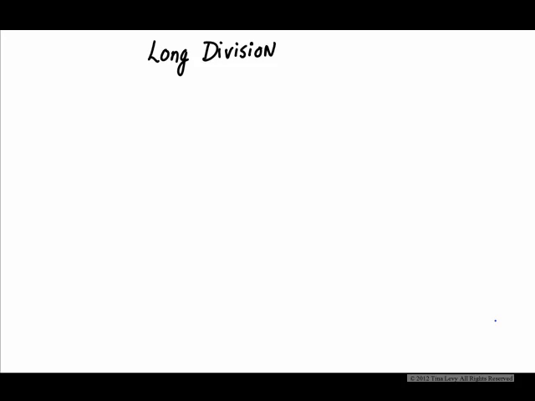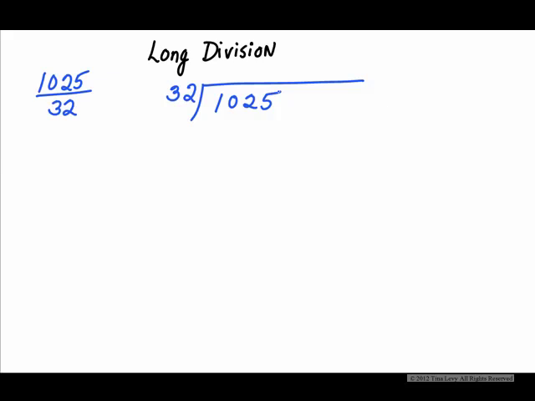We're going to look at the process for long division. So we'll look at if we had the problem 1025 divided by 32. That looked like this when you were first learning long division. The 32 is called the divisor, the 1025 is called the dividend, and the answer is called the quotient.